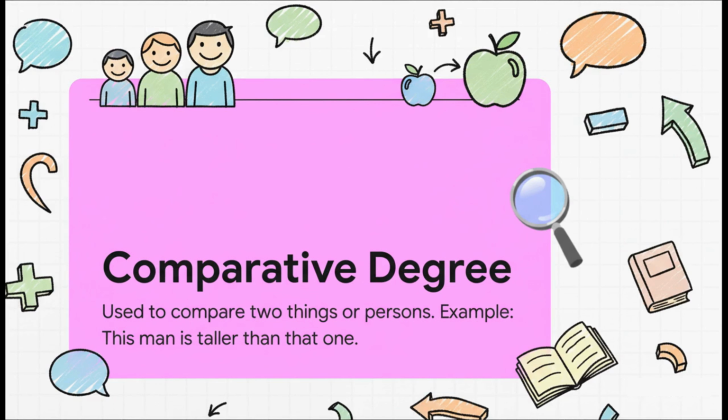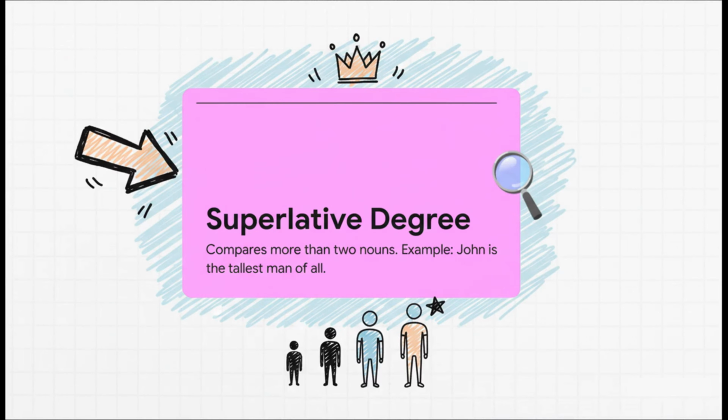Next up, we have the comparative degree. Now this is where the action starts. We use this when we're comparing exactly two things. Usually we just tack an ER onto the end of the word. So you wouldn't just say the building is tall, you'd say this building is taller than that one. See? A direct face-off between two buildings. And then we have the grand finale, the superlative degree. This is what you pull out when you're comparing a whole group of things, three or more. This one tells you which thing is the absolute champion, the number one. It's not just taller. It is the tallest building in the entire city, the top of the top.